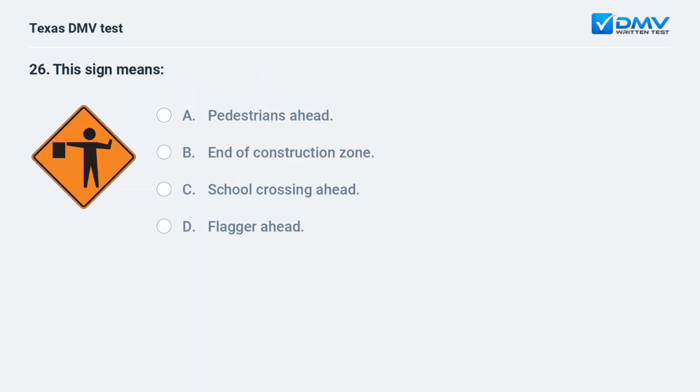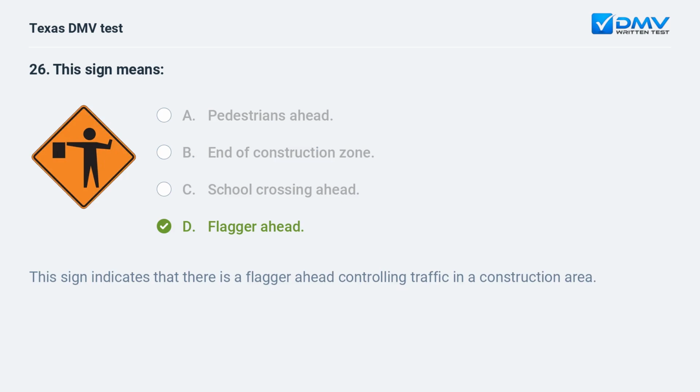This sign means A. Pedestrians ahead. B. End of construction zone. C. School crossing ahead. D. Flagger ahead. D. Flagger ahead. This sign indicates that there is a flagger ahead controlling traffic in a construction area.